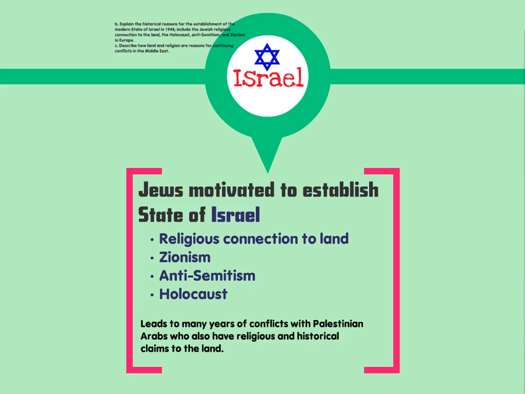And of course, we've got some things that were pushing them. Anti-Semitism throughout Europe. This is horrible anti-Jewish discrimination, anti-Jewish racism. And the ultimate expression of that, of course, was the Holocaust in World War II, where the Nazis killed 6 million of them. All these things combined to really motivate Jews to return to the land of Israel and establish their own country there where they could control their destiny.